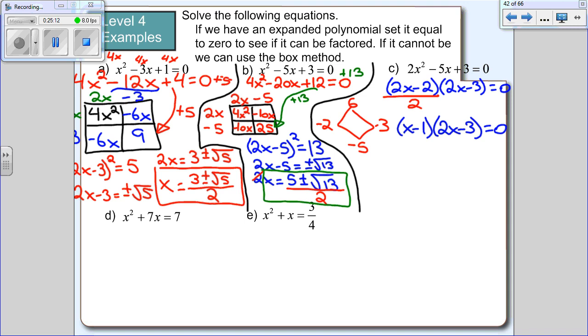X equals positive 1 would make the first set of brackets equal 0. The second set of brackets would not be 3, it would be 3 divided by 2. Remember, if you're not sure, you can always go on the side and say 2x minus 3 equals 0. That means 2x equals 3, and that means x equals 3 divided by 2. So you can always solve it on a side piece of paper if you needed to.